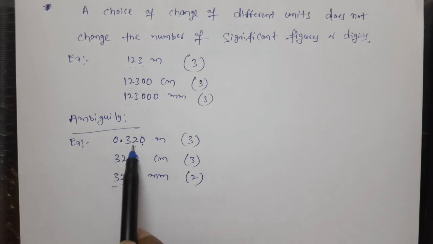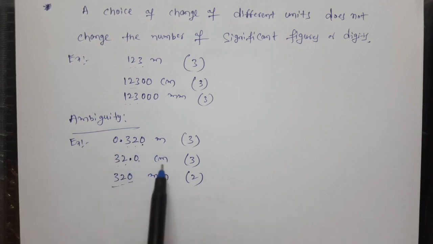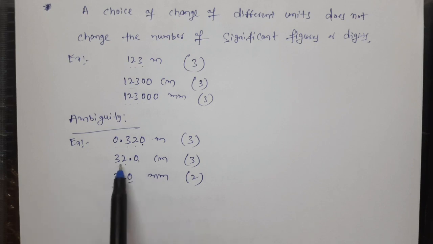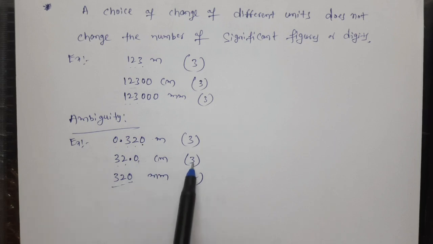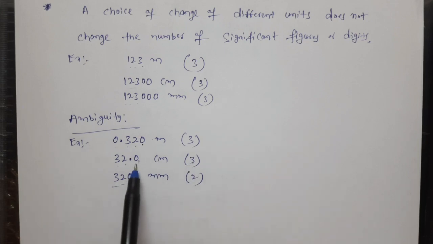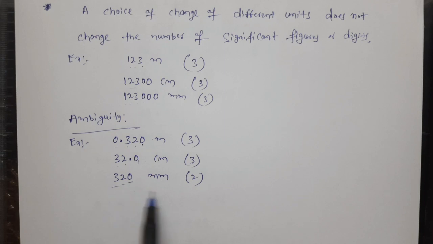And the same quantity let us write in centimeters. So what do we get? 32.0. So these two are significant, this one also significant figure because it's a trailing zero after decimal point. So 3 significant figures. And the same value let us write in millimeter. 320 millimeter. In 320, 0 is a trailing zero and after it is without decimal point. So it is not significant. Only 3 and 2 are significant figures.